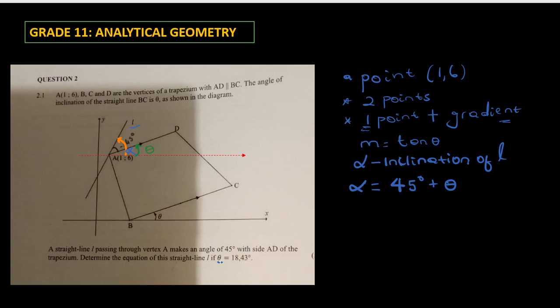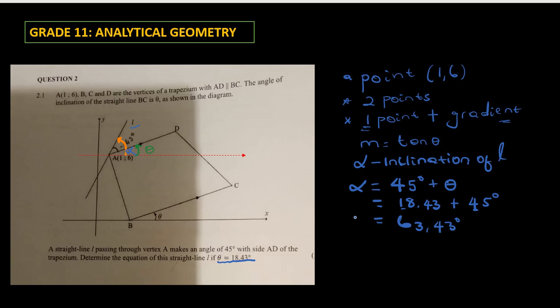Down here, we're given the value of theta. Theta is 18.43. 18.43 is our theta, and we add that to 45. What is that? It comes to 63.43 degrees, okay? So far what we have determined is the inclination of the line L, and we find it at 63.43.